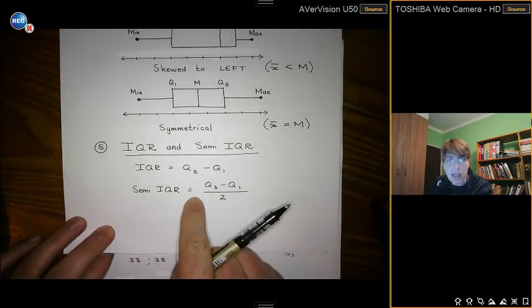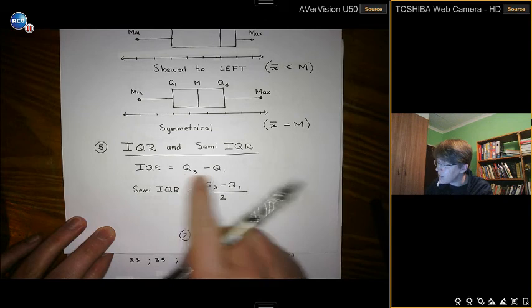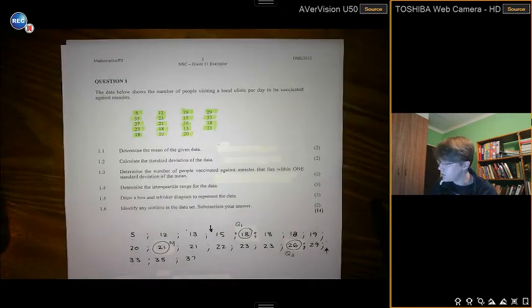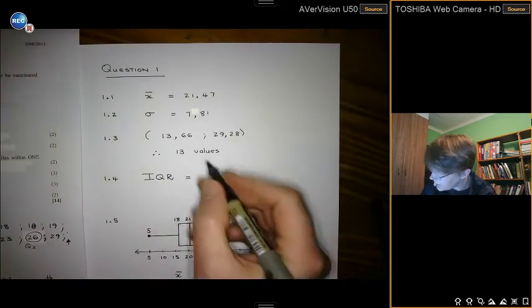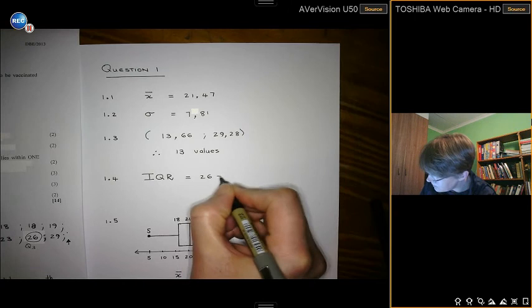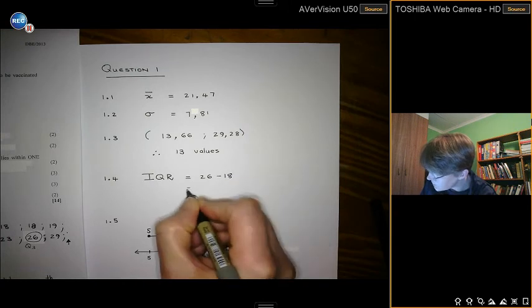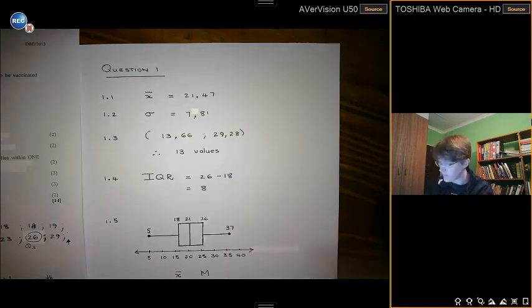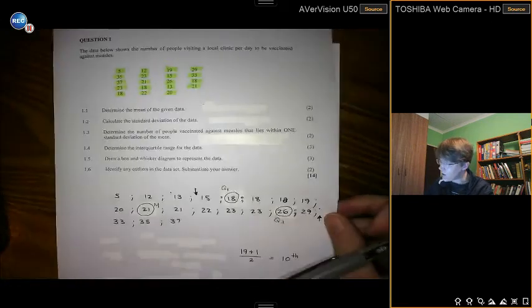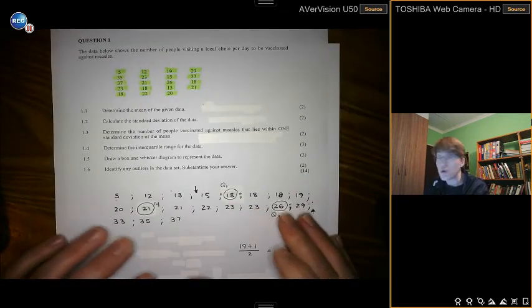The interquartile range is going to be Q3 minus Q1, so the upper quartile minus the lower quartile. And that is then going to be 26 minus 18, which is going to be equal to 8. And then I can also use these values to go and draw my box and whisker plot.